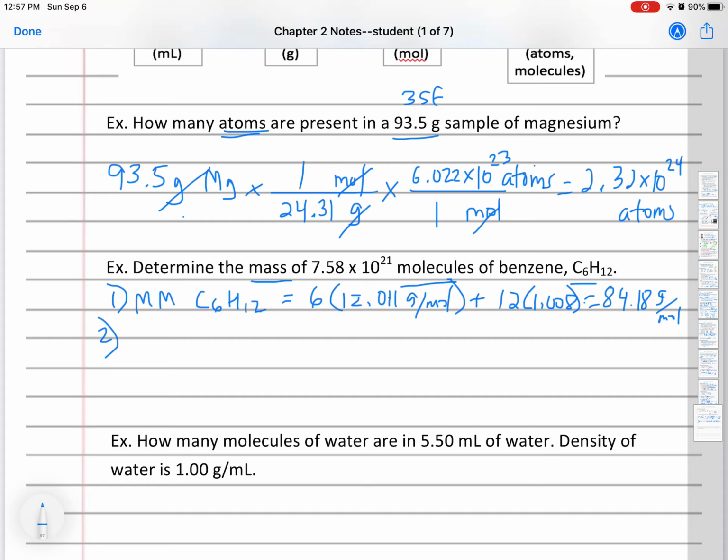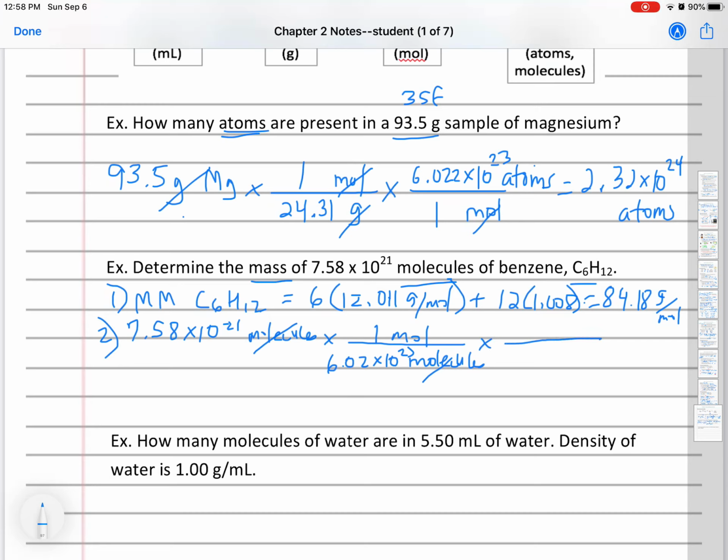So step 2 is to actually do the conversion. So if I have 7.58 times 10 to the 21 molecules, I need to convert that to moles. So molecules per mole, or 1 mole is 6.022 times 10 to the 23rd molecules.